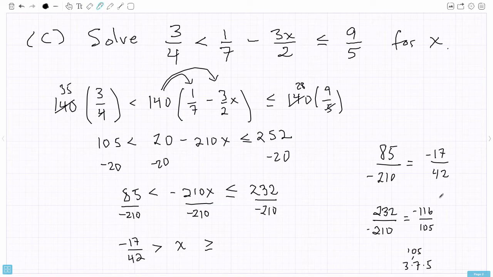Can't divide by 3. What about 7? Can you divide that by 7? 116, I'll just use a calculator. Doesn't divide by 7. It clearly doesn't divide by 5. So this is reduced. And so I'll write it that way.